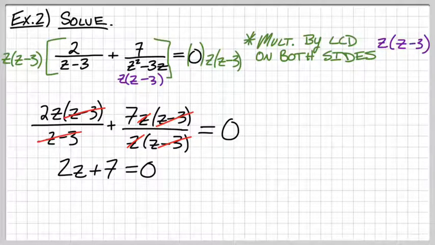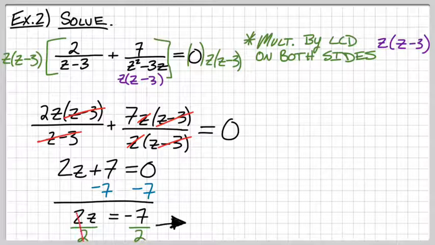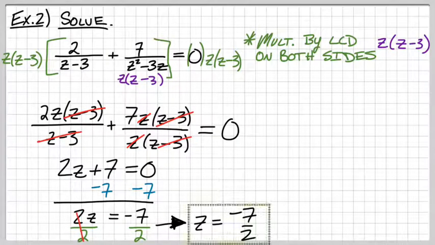Well, now that's pretty easy. Subtract 7, divide by 2. z is negative 7 over 2. So I just wanted to show you one like this, just to remind you, if you have weird denominators, you pick the right thing to multiply by in the first step, and you can clear out those denominators and make things a lot easier to solve.